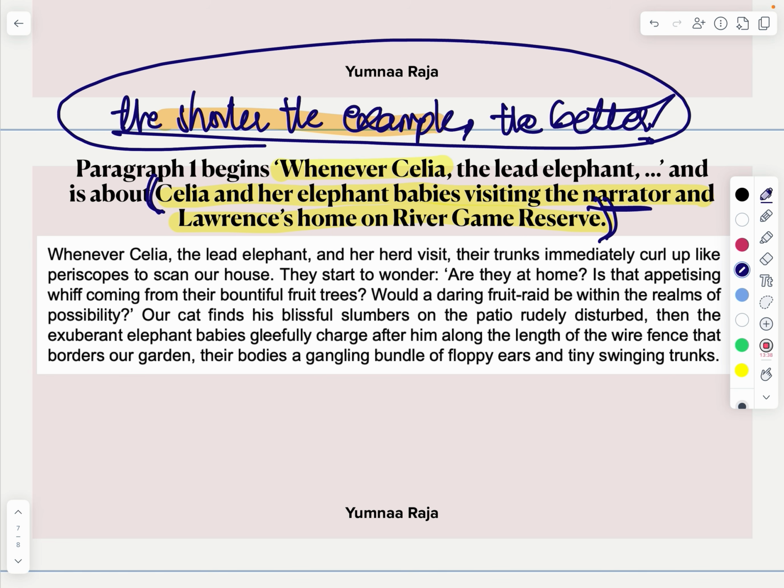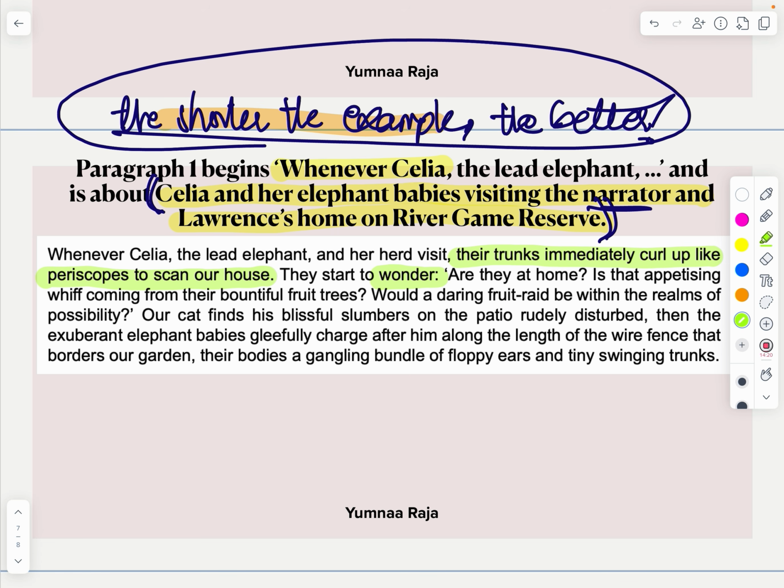So let's take a look at a few examples that I can comment on. "Whenever Celia, the lead elephant, and her herd visit." Now, there's no example in here because none of this tells me anything about her visit. However, as soon as I move forward, it says "their trunks immediately curl up like periscopes to scan our house." This is one example because it shows me that whenever Celia visits the River Game Reserve, the trunks are immediately curling up. So this can be an example. What other example can I take forward? "They start to wonder." Now, the use of the word "wonder" here, I can absolutely comment on this.